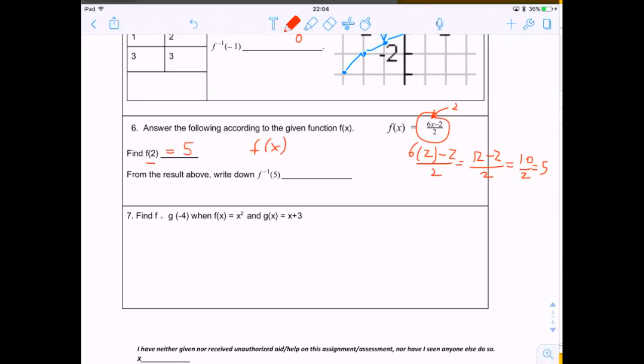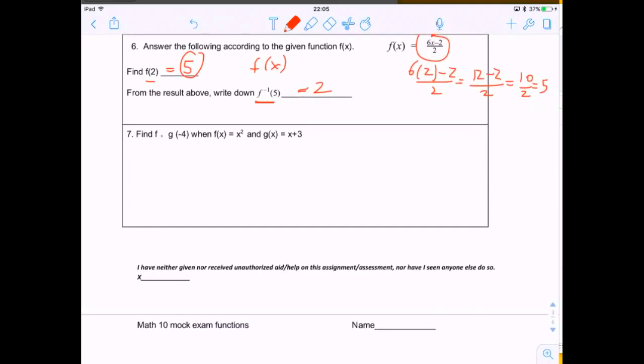From the result above, write down the inverse function of 5. Hey, we just found out that if you put 2 into the function f, you get 5 out. So the inverse function of f of 5 is going to equal 2. Okay. Next one. F follows g of -4. Find f follows g of -4 when f of x equals x squared and g of x equals x plus 3.